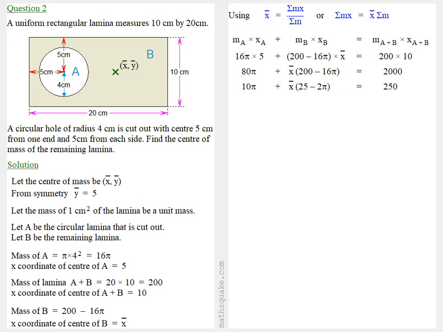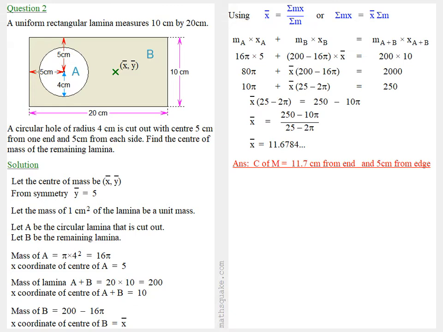Subtracting 10 pi from both sides, we have x bar times 25 minus 2 pi is equal to 250 minus 10 pi, or x bar is equal to 250 minus 10 pi all over 25 minus 2 pi. And that works out x bar is 11.6784, so rounding that off to 3 significant figures, the centre of mass is 11.7 centimetres from one end and 5 centimetres from the edge.